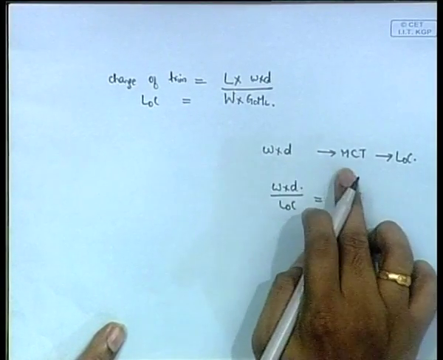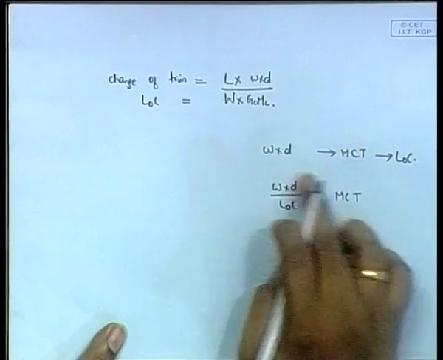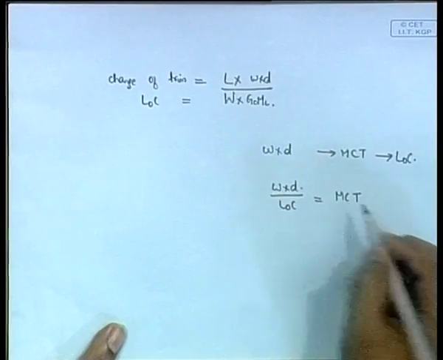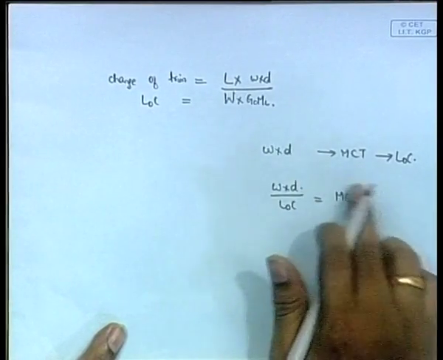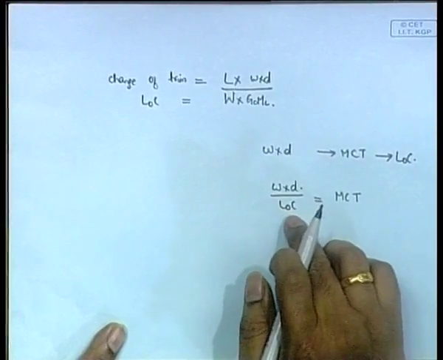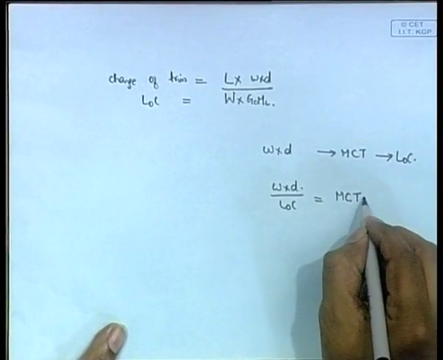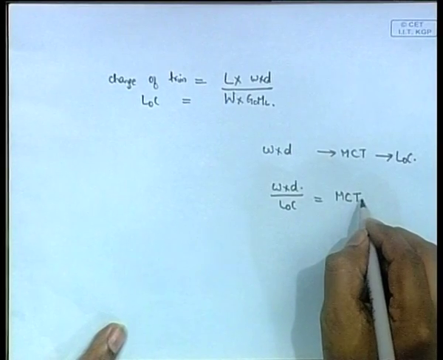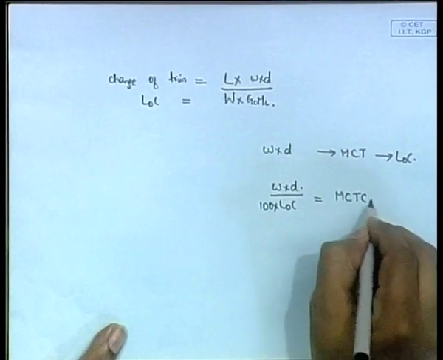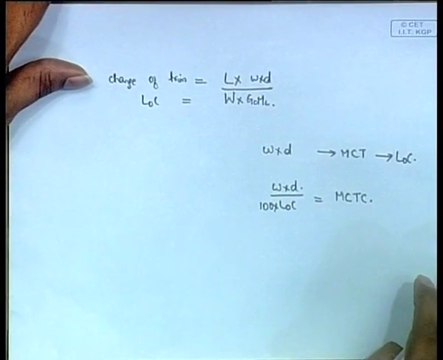If W into D is the moment causing a trim of L0 C, W into D by L0 C is the moment that is causing a trim of 1 meter, sorry, everything is in meters here. Initially, we are giving in meters. So, W into D by L0 C is the moment to cause the trim of 1 meter. So, the moment to cause a trim of 1 centimeter is this divided by 100. This is MCTC.